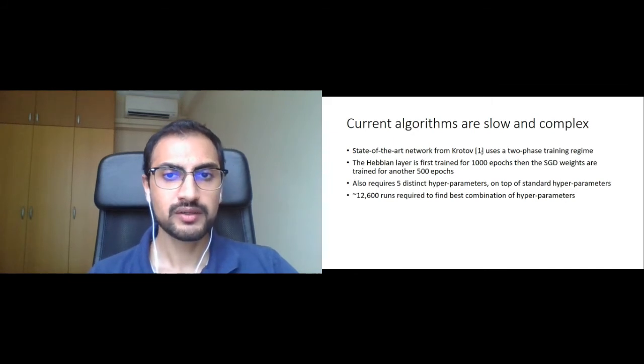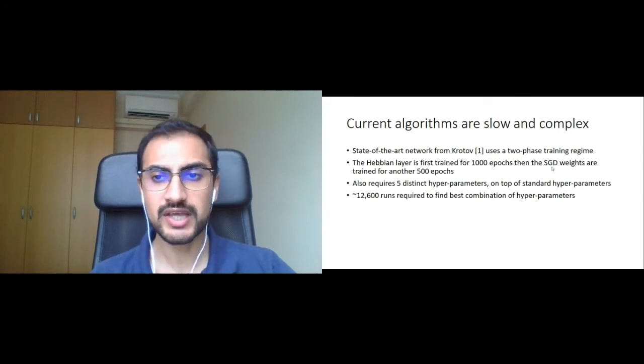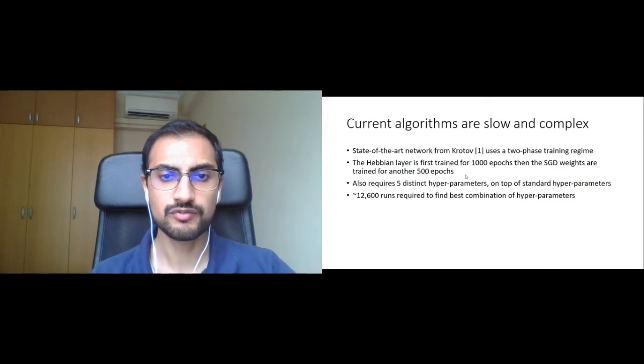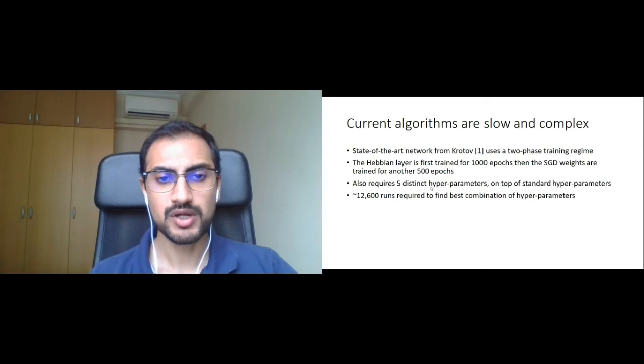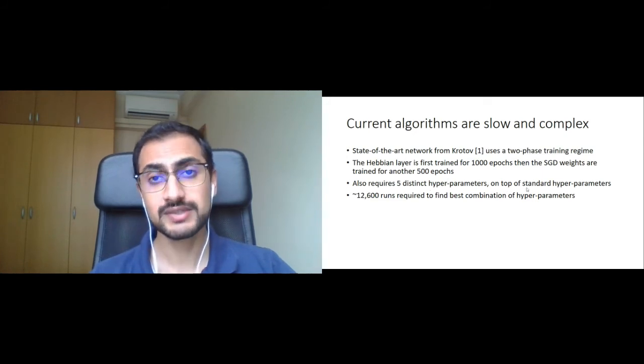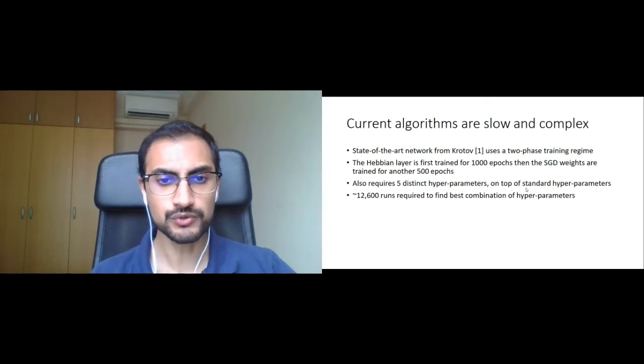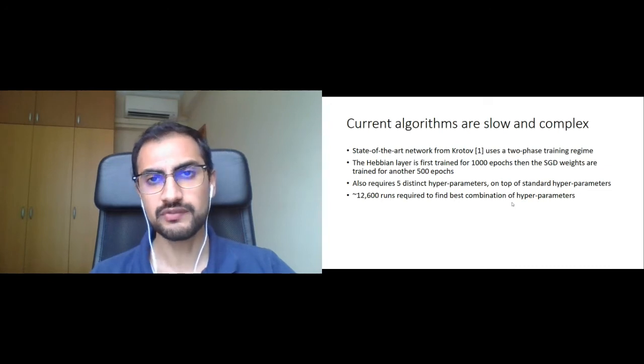Our work is motivated by the fact that current algorithms, and there are only very few which do Hebbian learning, are slow and complex. For instance, the state-of-the-art network from Krotov uses a two-phase training regime, which means that both their layers cannot be trained in parallel. They have to train the first layer for about 1,000 epochs, then freeze that layer, and then train the SGD weights, which is the second layer, separately for another 500 epochs. Also, they require 5 distinct hyperparameters on top of the standard hyperparameters that we are used to, and they require about 12,000 runs to find the optimal values of these hyperparameters.